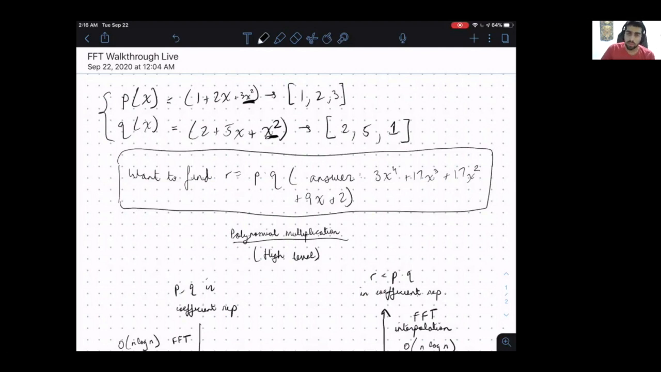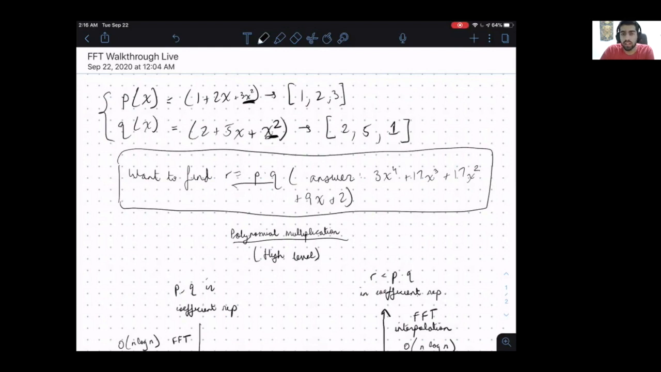So we have two coefficient representations of two polynomials, and we want to find the product of the two polynomials. So we want to find r, which equals p times q, and we want to find the coefficients of the polynomial r.